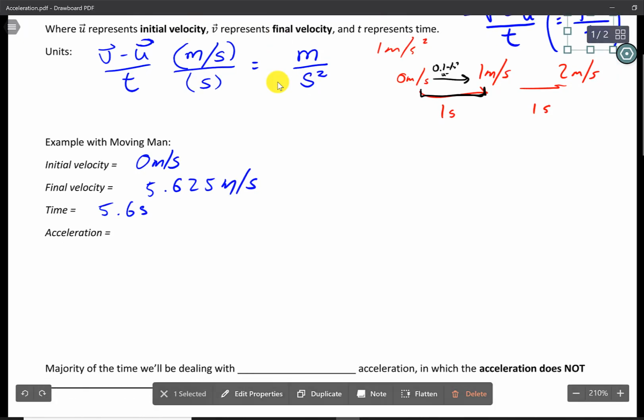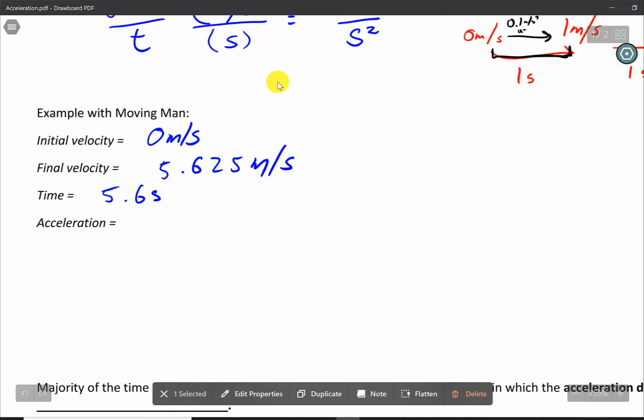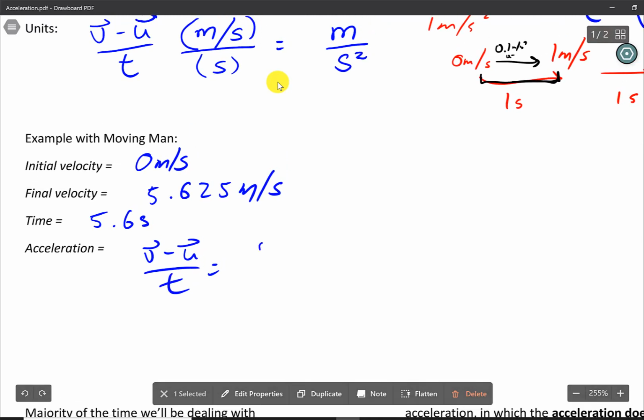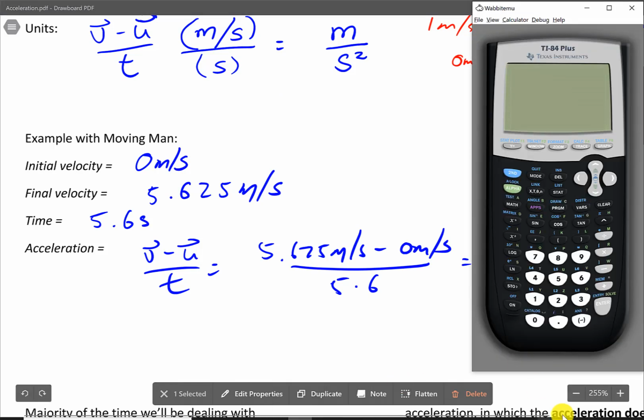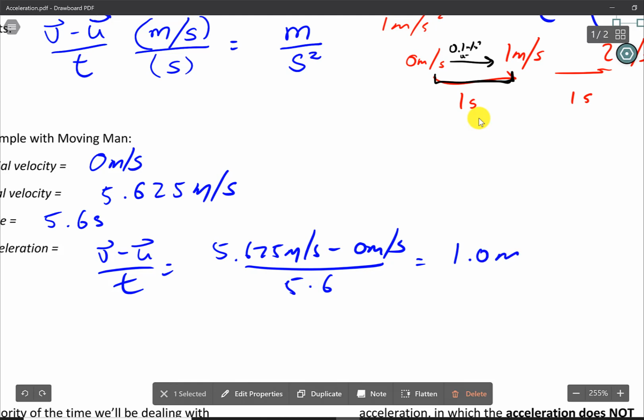And let's do a quick calculation to show you what it looks like. So acceleration, final minus initial over time. His final is 5.625 meters per second minus 0 divided by 5.6. And let's calculate this one out. 5.625 minus 0, that's just 5.625. And then divided by 5.6. We get something that's 1.00, which rounds up to 1.0 meters per second squared. Oops, I forgot my units.